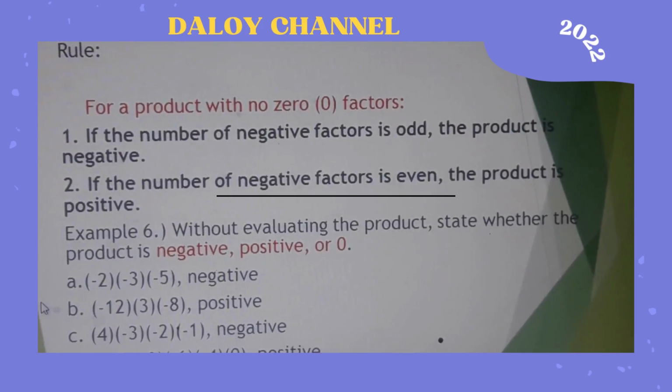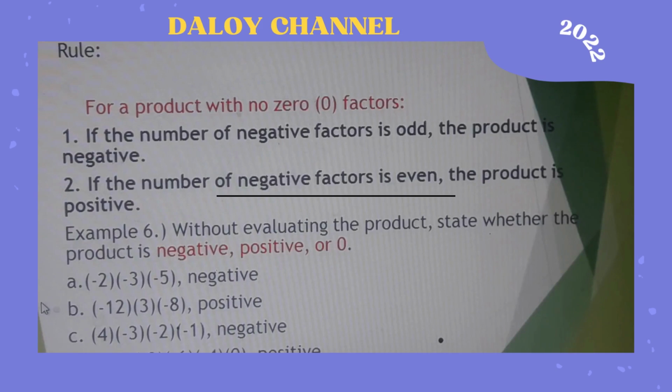Example number 6. Without evaluating the product, state whether the product is negative, positive, or zero. For letter A, we are required to multiply negative 2 times negative 3 times negative 5. So by just looking at these signs, there are 3 factors containing a negative sign. So it's odd. Negative factors is odd. Therefore, obviously, the product of this will be negative.